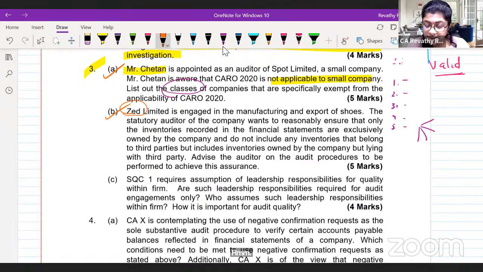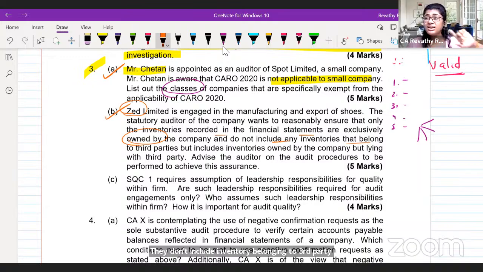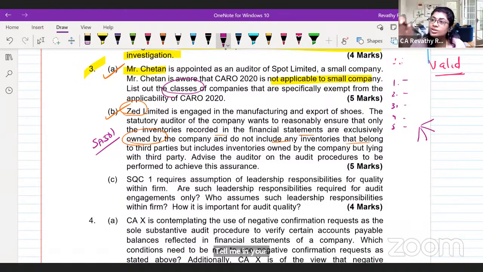Z Limited is engaged in manufacturing and export of shoes. You want shoes, guys? The statutory audit of the company wants to reasonably ensure that the inventory recorded in FS is exclusively owned by the company. They don't include inventory belonging to third party. Now, in your mind, SA 501 will come when you read this. But that's not the answer. Read the last part, please: advise the auditor on the audit procedure to be performed to achieve this assurance.